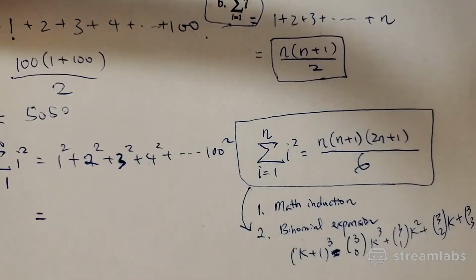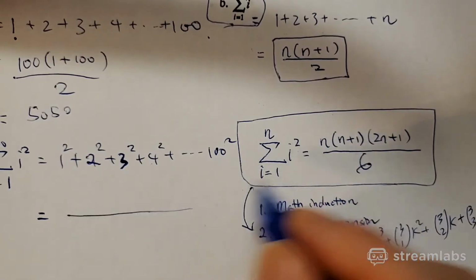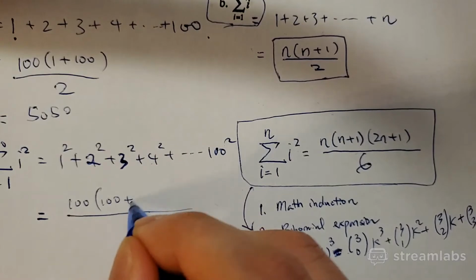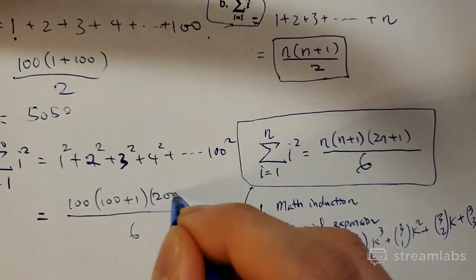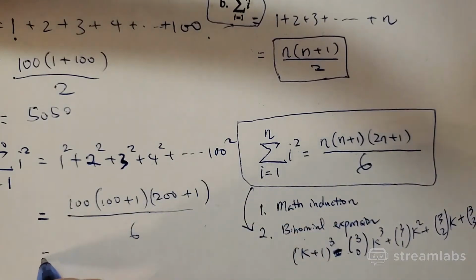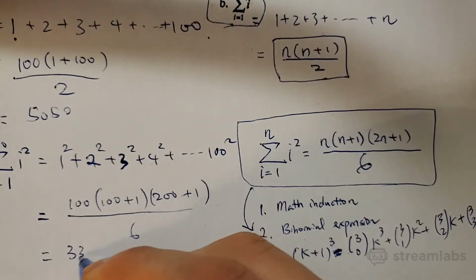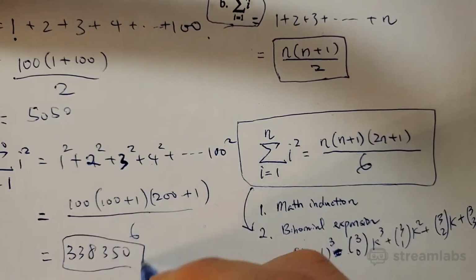Okay. But the actual application of it, I'm going to use it here. So I'm just going to plug it in. So it's 100, 100 plus 1, 200 plus 1. Okay. So you multiply this out. It's going to give you 100 times 101 times 201 over 6. So I get 338,350. Okay.